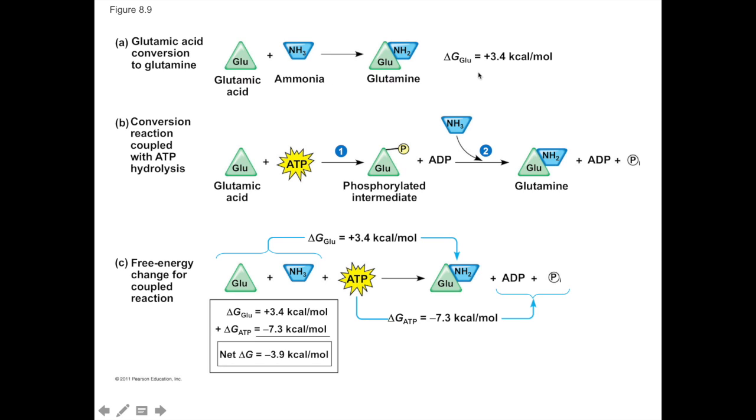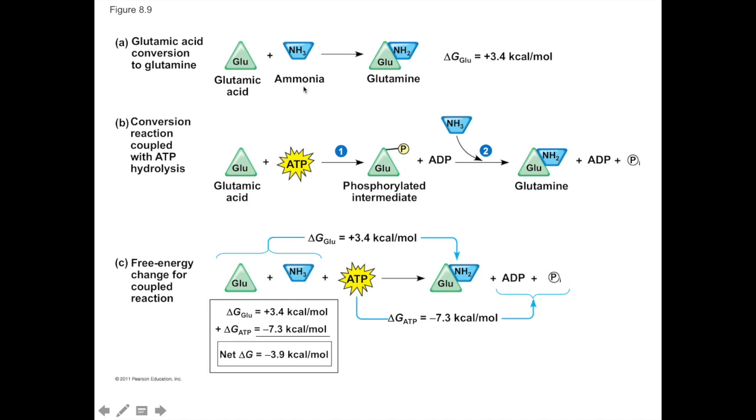But we can see the delta G, that requires energy, that absorbs energy, 3.4 kilocalories per mole. So that's just a way of measuring the Gibbs free energy. But the fact that it's positive means it's going to absorb energy. This is not a spontaneous process. So how do our cells do it?